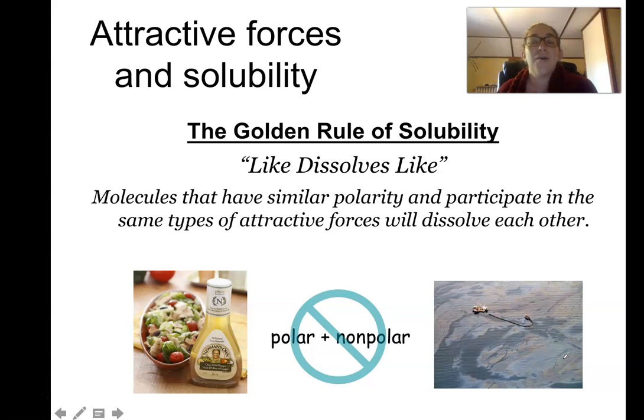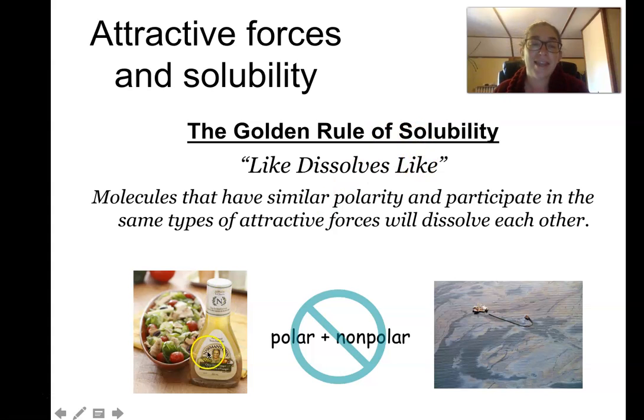So we've talked about how attractive forces contribute to the physical state of things, and that contributes to their boiling point and their melting points. But it also contributes to solubility, whether two things dissolve in one another. So the golden rule of solubility is like dissolves like. And what we're talking about here is things that have similar polarity. So nonpolar dissolves nonpolar, and polar dissolves polar.